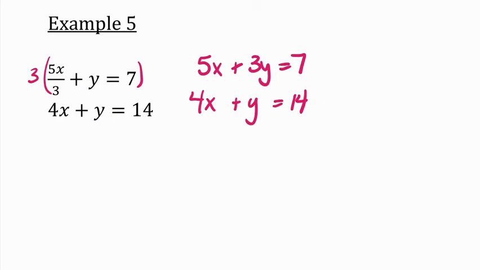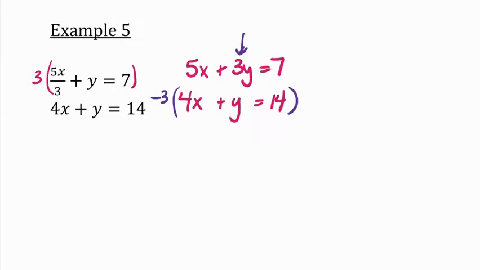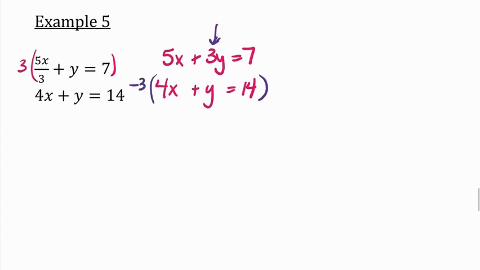Okay, so now that I'm looking at that system, you could do x's or y's. I think the y's would be easier because I can just multiply the bottom equation by -3, and that way I'd end up with a -3y on the bottom. Then when I multiply, I'm going to keep the top equation the same: 5x plus 3y equals 7. And the bottom equation, I'm going to multiply by -3.